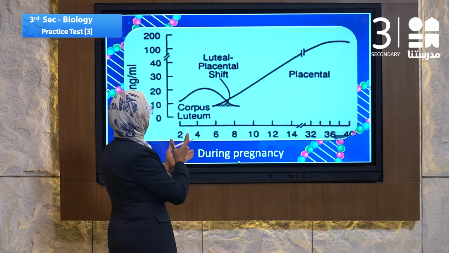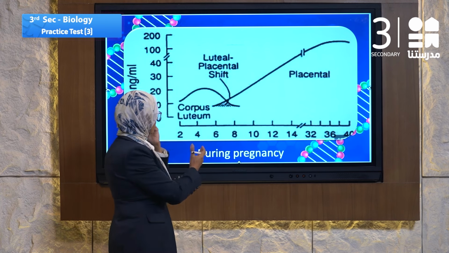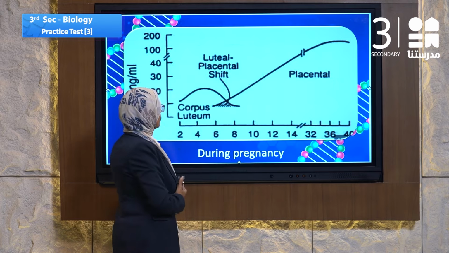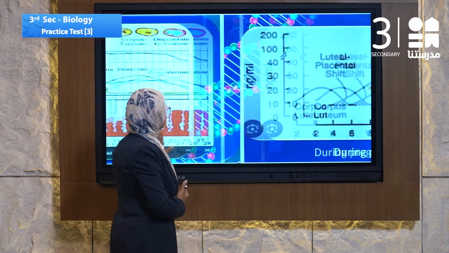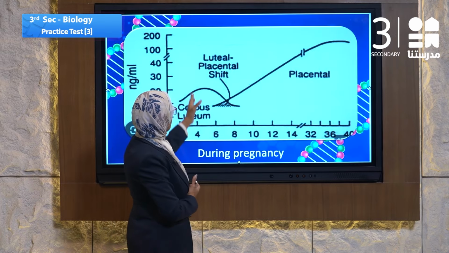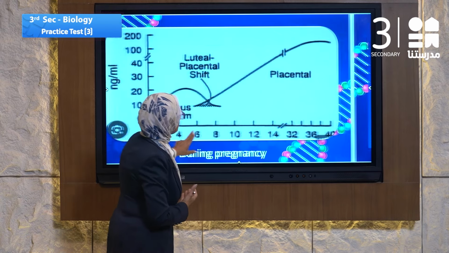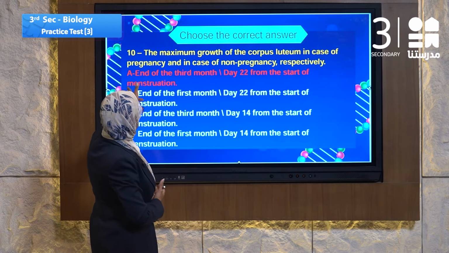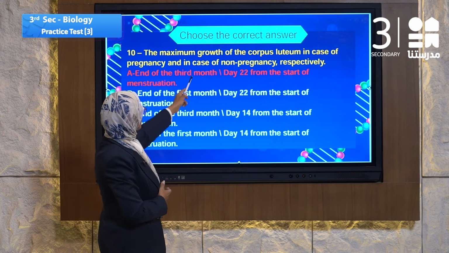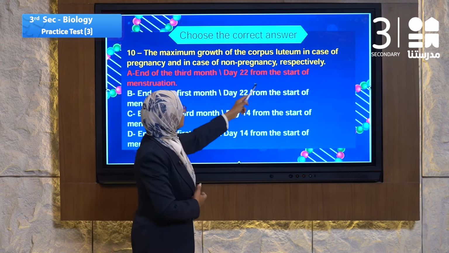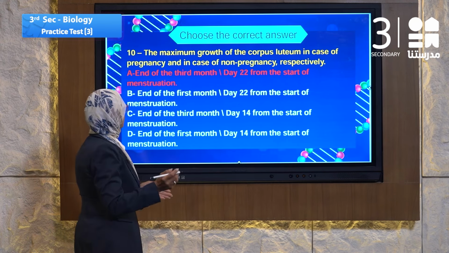Before the answer, we see another graph: the corpus luteum and placenta. Here during pregnancy, and here during the menstrual cycle at 22 days. So in pregnancy, the corpus luteum is replaced by the placenta to secrete many hormones at the end of the 3rd month. So the answer must be: in pregnancy, at the end of the 3rd month the corpus luteum has maximum function, and day 22 from the start of menstruation if there is no pregnancy. So the answer must be number A.